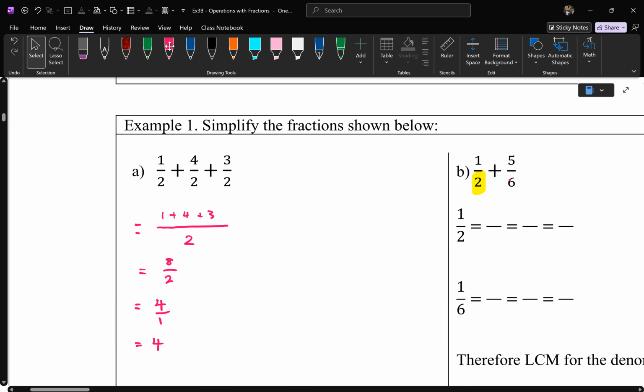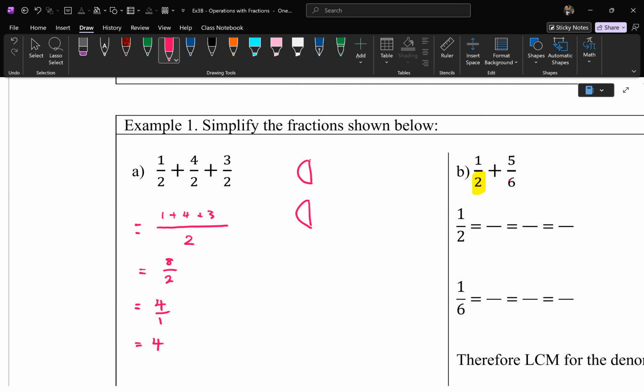Okay, if you draw it out, it makes sense as well. So you ate 1 slice of 1/2. Then you ate 4 of these half slices. And then you ate another 3. So 1, 2, 3. You can see that makes 1, 2, 3. And then these two make 4.